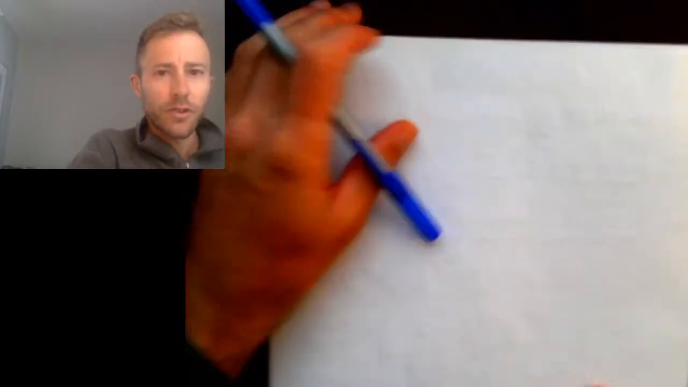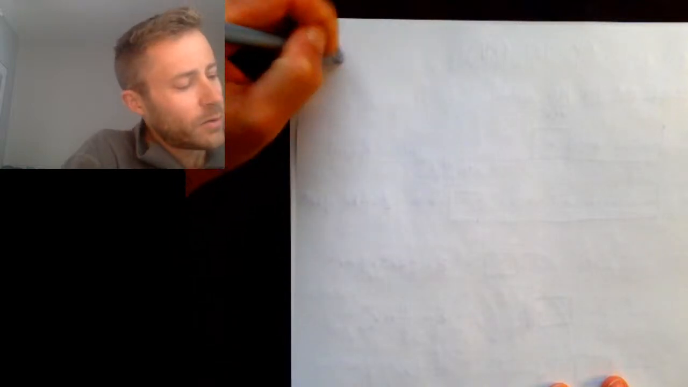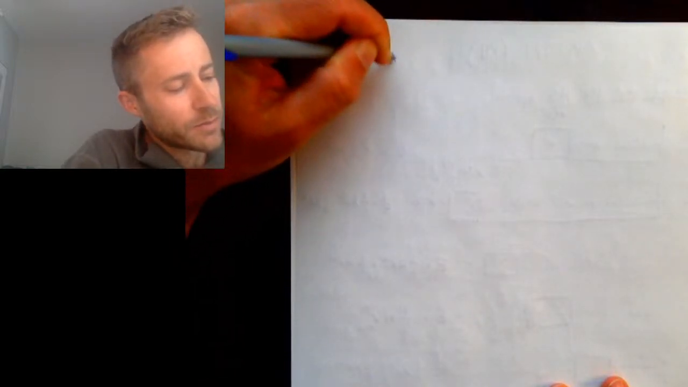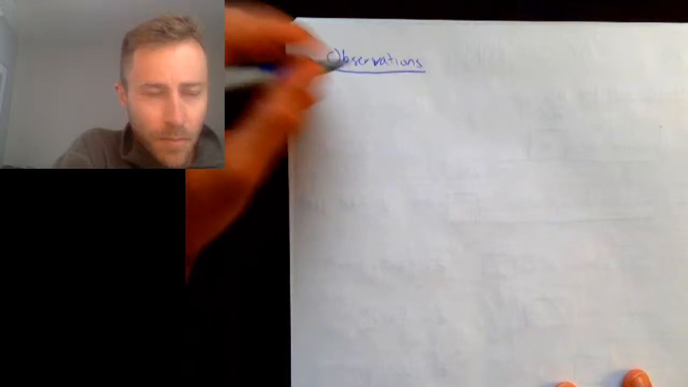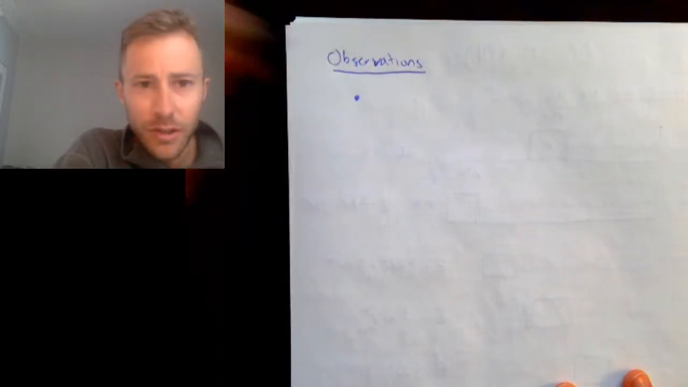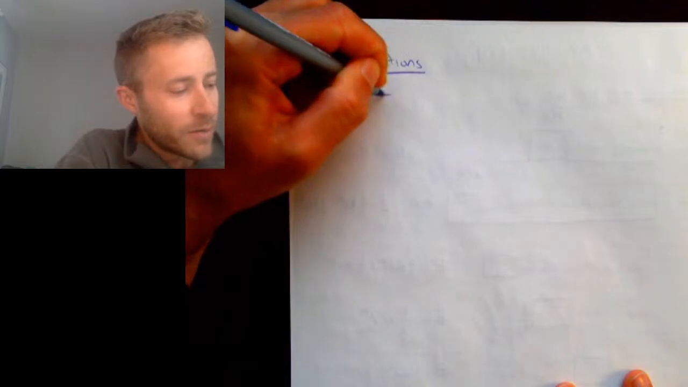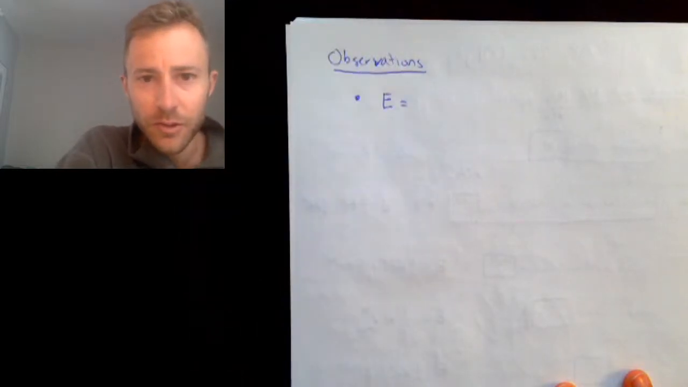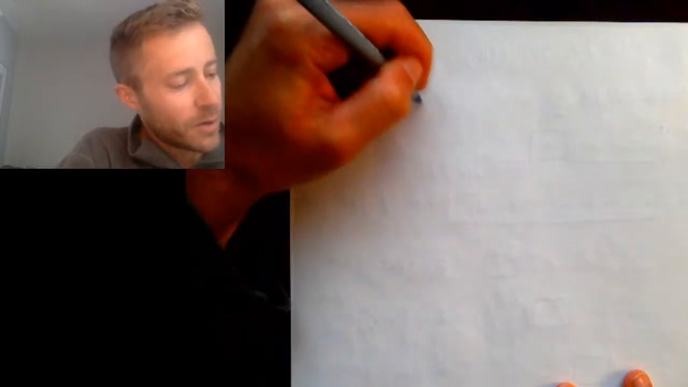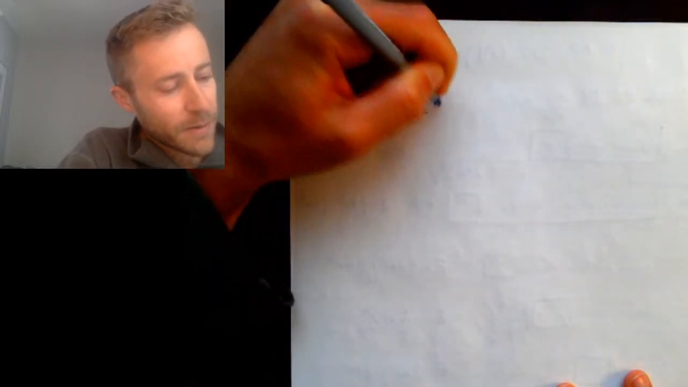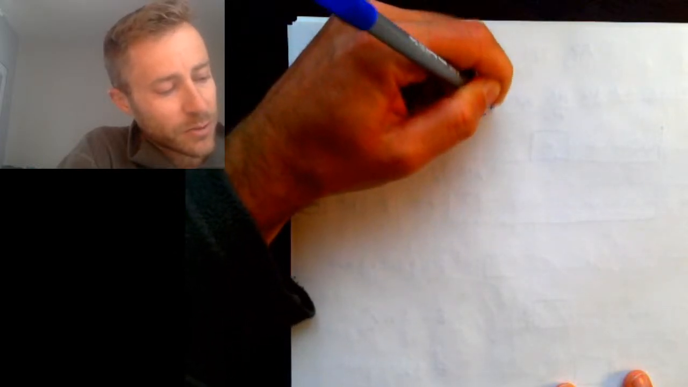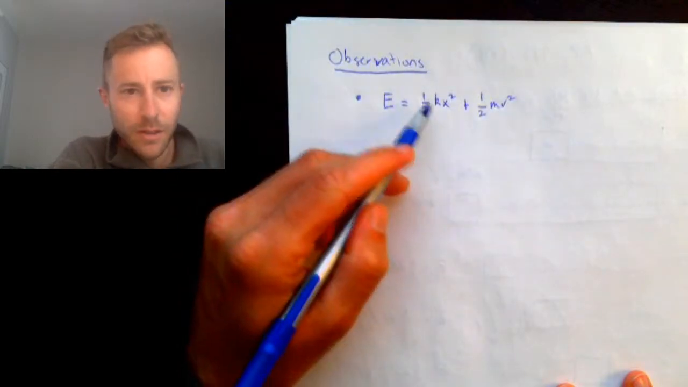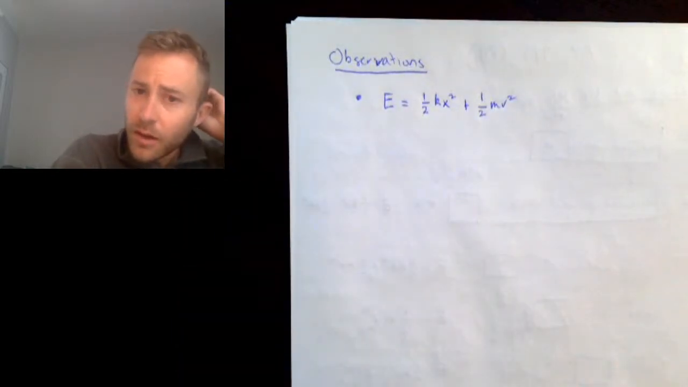So let's do some observations about this discussion. The first observation is that the total amount of energy in the mass spring system is equal to the amount of kinetic energy plus the amount of elastic potential energy. I did it elastic plus kinetic, but okay.